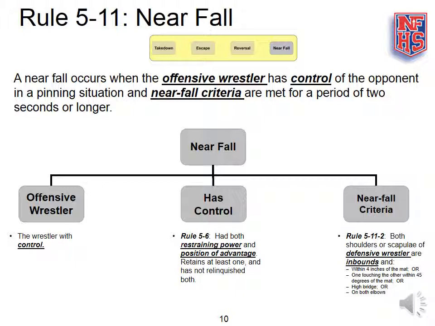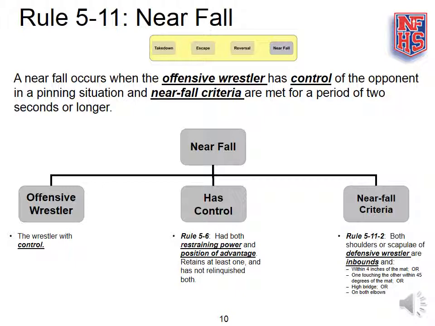So if we break that down, offensive wrestler, that's the wrestler who has the control. Has control, again, Rule 5-6, we just have to apply the definition. And having control means having both the restraining power and the position of advantage. Or if the wrestler already had control, they have to retain at least one element of that, either the restraining power or the position of advantage. So you have to gain both in order to gain control. To retain it, once you already have control, you have to just retain one of them.